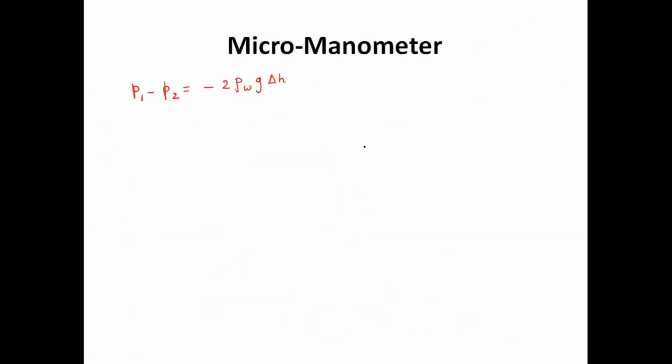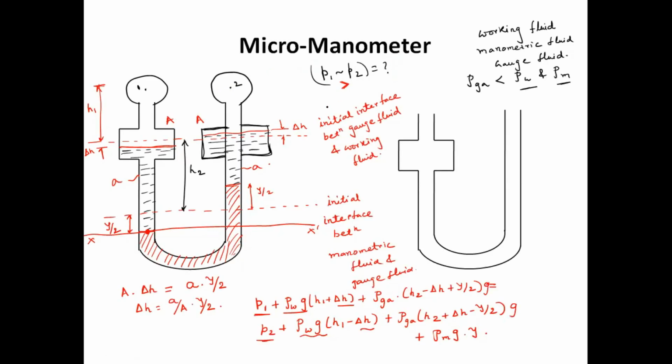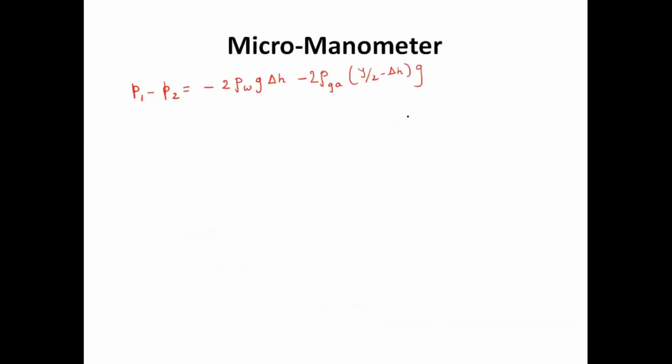again in terms of the minus, rho GA y by 2 minus delta h into g into 2, from the previous one. So rho GA y by 2 minus delta h into g, both sides, plus rho M g y. This will come.